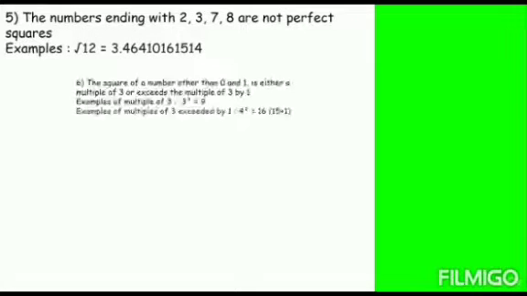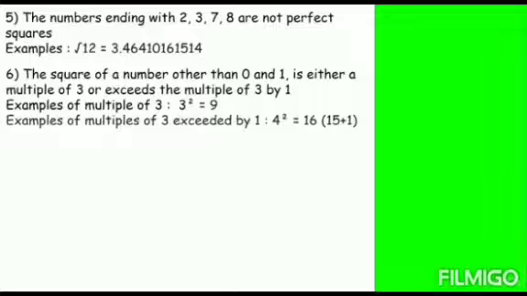The sixth property is that the square of a number other than 0 and 1 is either a multiple of 3 or exceeds a multiple of 3 by 1. For example, 3 square is equal to 9, which is a multiple of 3. And for a multiple of 3 exceeded by 1, 4 square is equal to 16, which is 15 plus 1, where 15 is a multiple of 3. Hence, this condition is also proved.